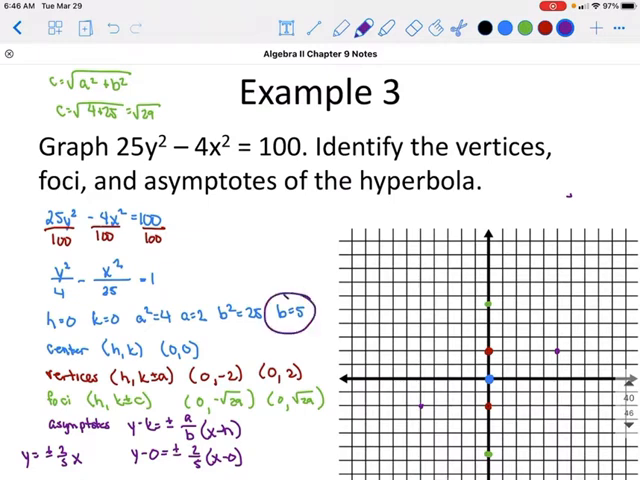Or remember, the other way you can do this is we do know that the b value is 5, so we can go 5 in each direction from the center. We can draw our box, and then we can draw our asymptotes going from corner to corner. Because the y comes first, we do know we're going to open in the y direction. So we're going to start on our vertices and go towards the asymptotes. And we have our graph.